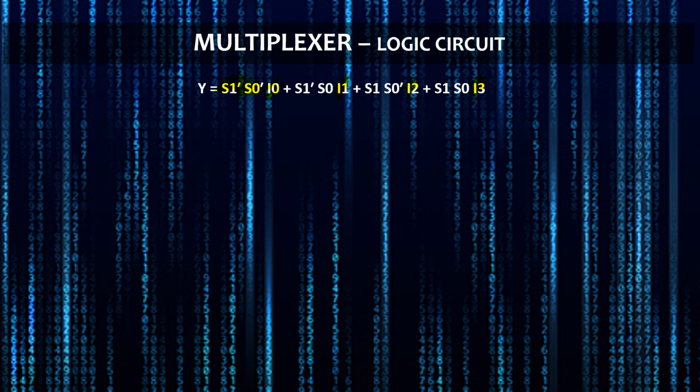We have S1, we have S0, and then we have I0, I1, I2 and I3. And these I0, I1, I2 and I3 are individual inputs for individual blocks. So S0 and S1 will become my main inputs, that is the selection lines, and I0, I1, I2 and I3 will become the individual inputs.